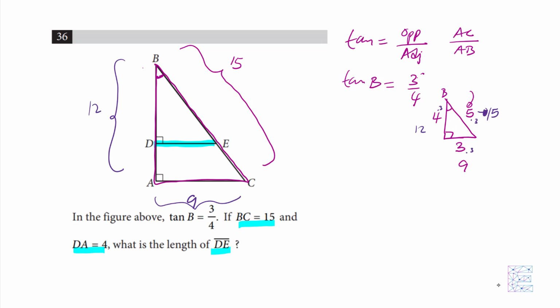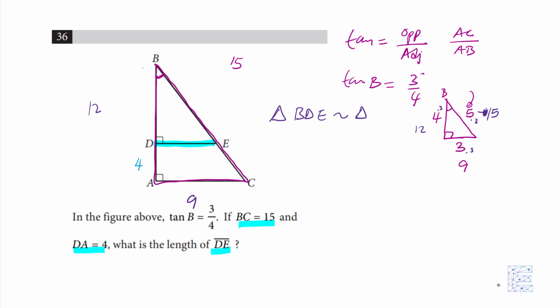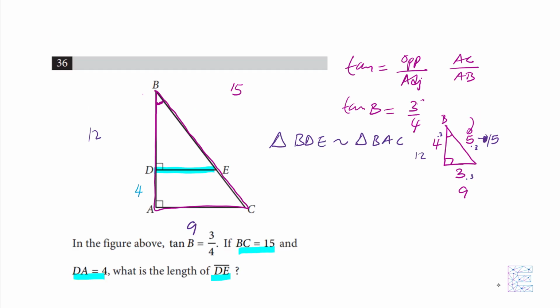We were also given that the length of DA right here is 4, so we know that this is 4 centimeters. Now the question was, find the length of DE, and now enter the idea of similar triangles. You notice that we have 2 triangles here. We have triangle BDE, and we know that it's similar to triangle BAC. All we need to do is establish what sides are similar to each other. So let's match the sides. For the big triangle, the whole length is 12, and since we were given this as 4, BD is 8.